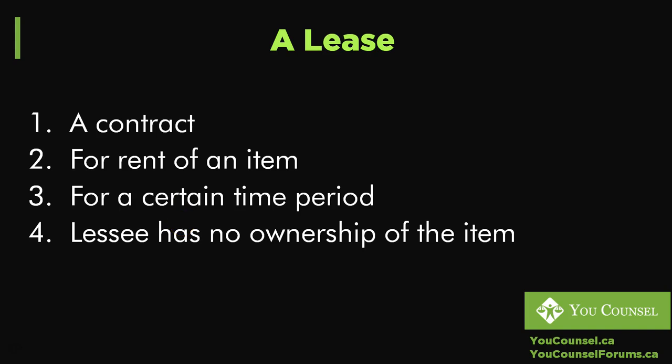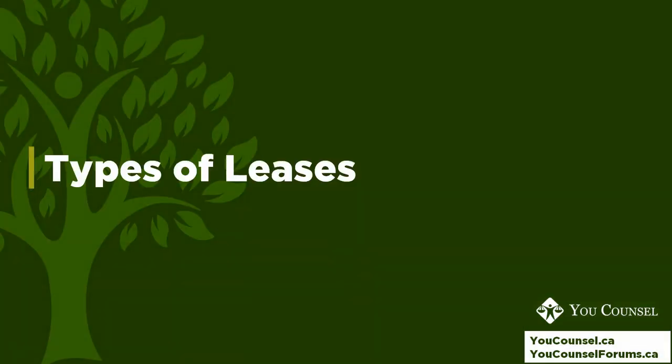Now, in some cases, you may have the option to purchase that item at the end of the lease, and that's how the leases get complicated. But fundamentally, a lease is no different than anything that you take for rent. Now, as I said, the leases get complicated. So there are basically two types of leases.